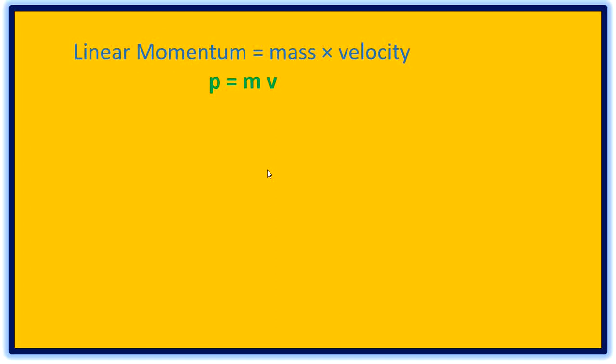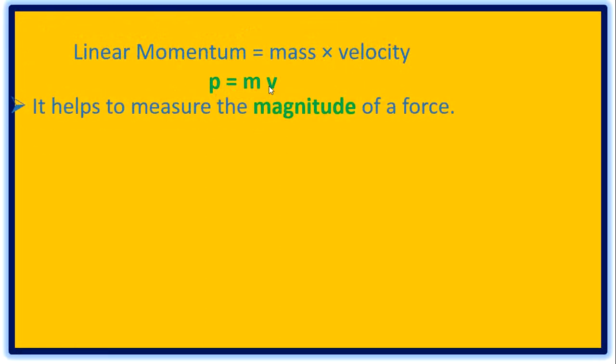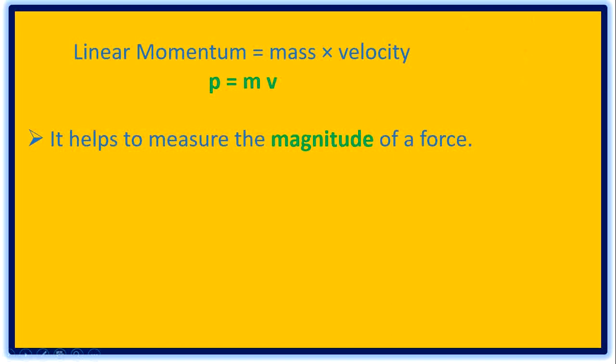Now what is the formula for linear momentum? Linear momentum is equal to mass into velocity. We use the letter small p for linear momentum. So p is linear momentum, m is mass and v is the velocity. So p is equal to mv. It helps to measure the magnitude of a force. This linear momentum is used to measure the magnitude of a force.